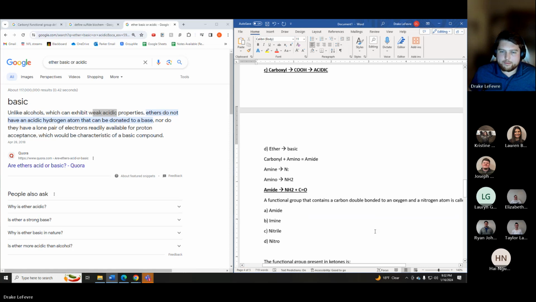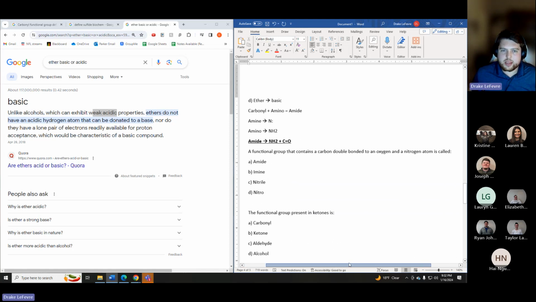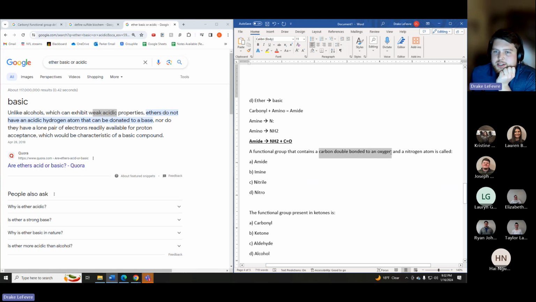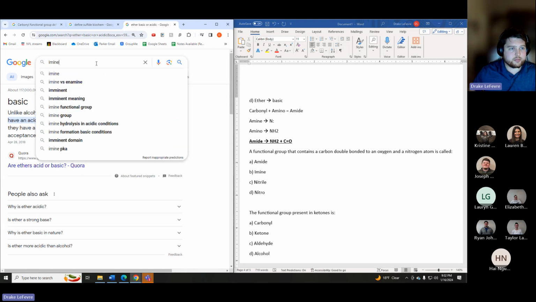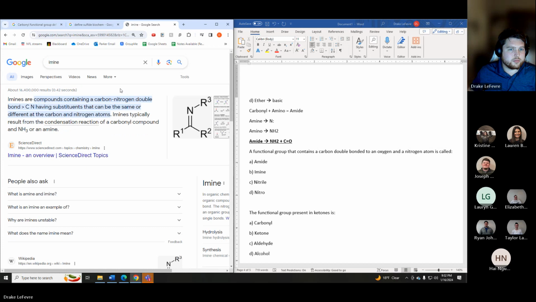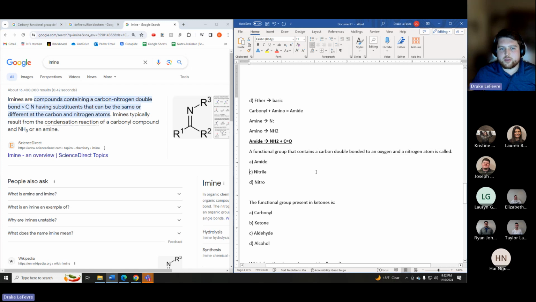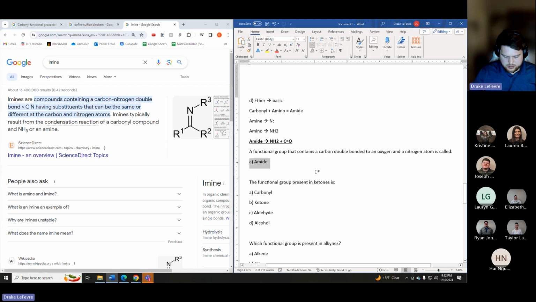Okay. I'll come back at some point. It's a functional group that contains a carbon double bonded to an oxygen. What is that? Carbonyl. And a nitrogen atom. My guess is this is actually probably going to be one that we don't talk about. Yeah, if you're taking the test, because we don't talk about these guys.